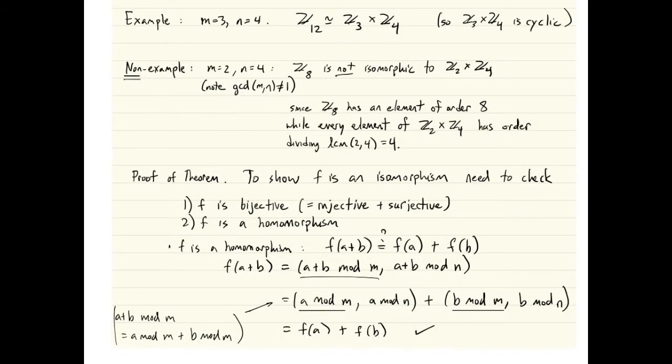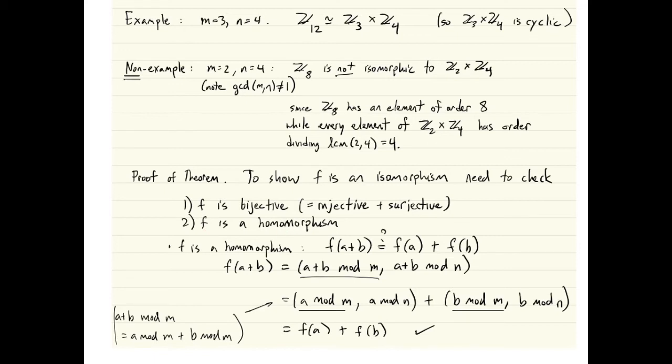Now let's talk about the proof of the theorem. We want to show that this map F is an isomorphism. So let's try to remember what an isomorphism is. It's a function or map that's bijective on the underlying sets. In other words, it's injective and surjective. Injective means one-to-one, surjective means onto. And to be an isomorphism, we also need that F is a homomorphism.